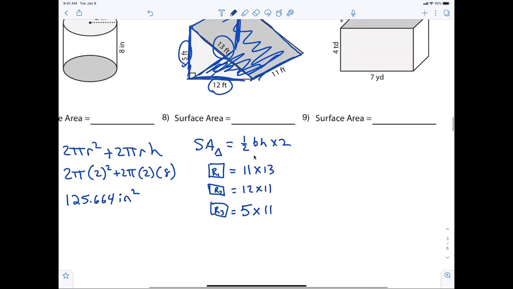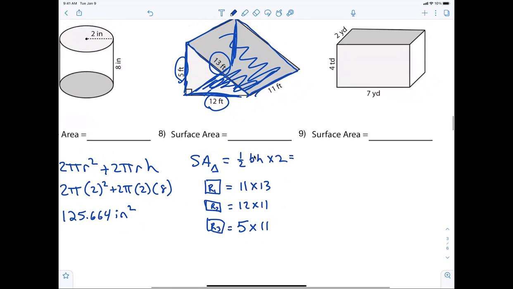All right. So now I need help with the base and height of the triangle. Somebody tell me what the base and height of the triangle is. 1/2 times what? 12 times 5. And then times 2. So somebody tell me what that is. 1/2 of 12 times 5 times 2.